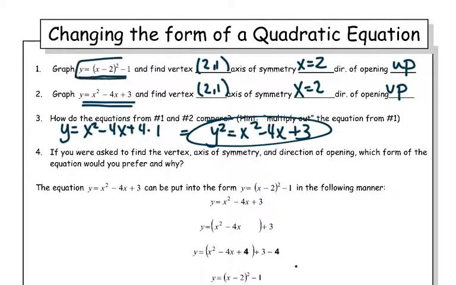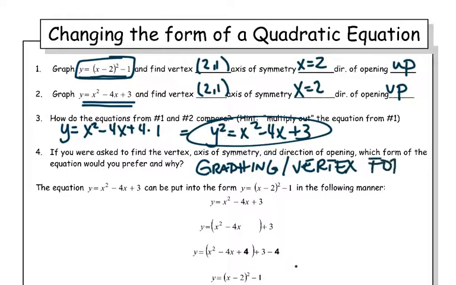Well, we would probably prefer this one. So that's why I call it graphing form, or sometimes vertex form. So if we want to change from graphing form to standard form, we just FOIL it out. But what we're going to learn is how to go backwards.